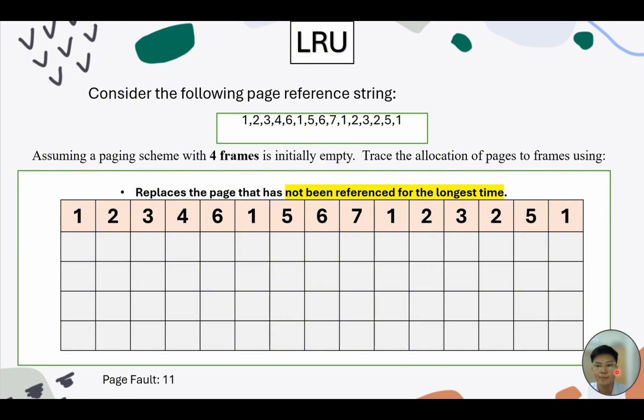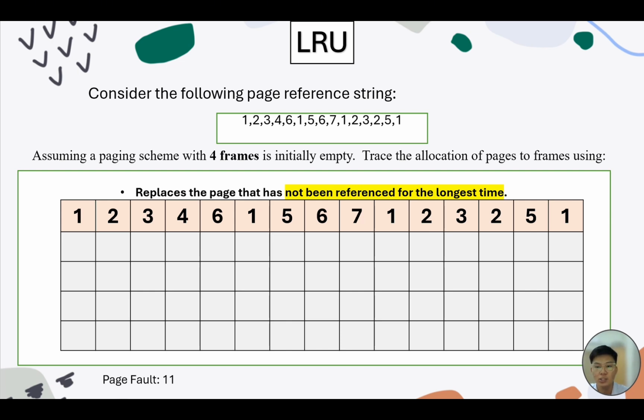Initially all frames are empty, like this showing now. As we process each page in the reference string, we either load it into memory or use the page if it's already in memory. If the memory is full, we replace the page that has not been used for the longest time. Here is the table showing the frame allocation process.